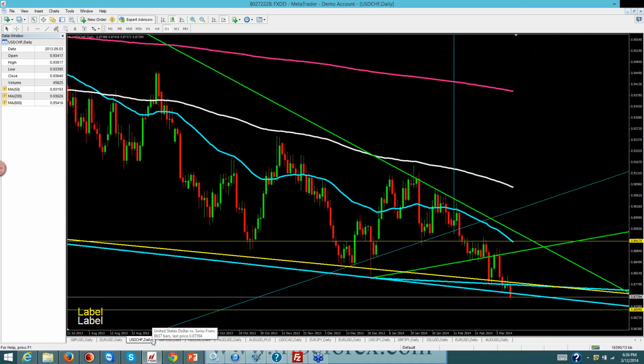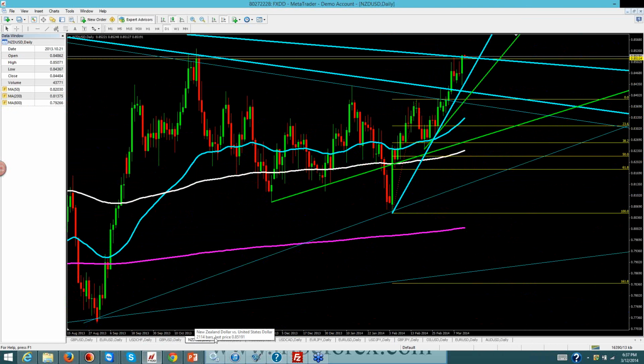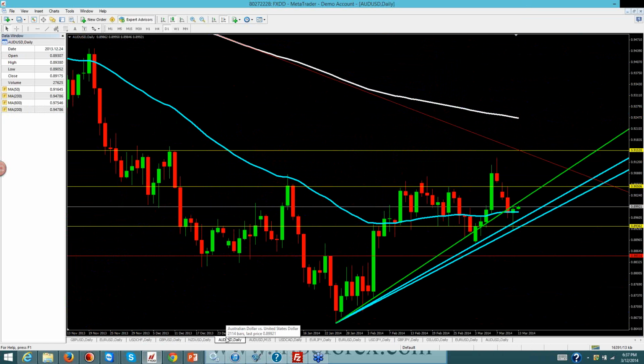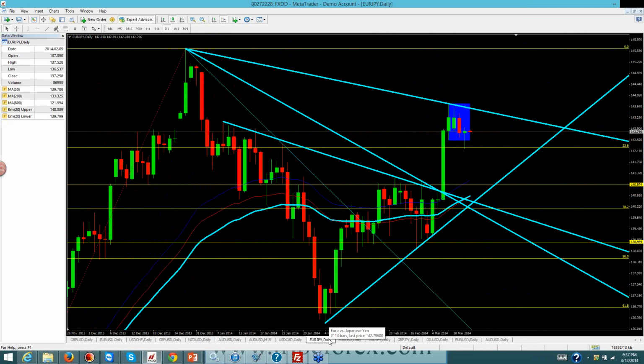Dollar Swiss, I'm looking for a sell. We have no choice but to take a sell there. I just said the pound dollar was a buy. The New Zealand is a buy. The Aussie dollar is the strongest buy that we have, I believe. Dollar CAD is a sell. Okay, we're going to be looking for a sell in dollar CAD. Euro yen is also another strong buy, I would say here.